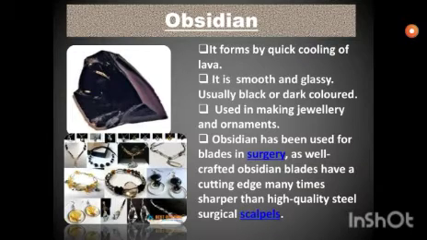Obsidian forms by quick cooling of the lava. It is smooth and glassy. It is usually black or dark colored. It is used in making jewelry, as I told you earlier, and obsidian has been used for blades in surgery as well. Crafted obsidian blades have a cutting edge many times sharper than high quality steel. Therefore, they are used for surgical scalpels. So, this was a type of igneous rock that is used.